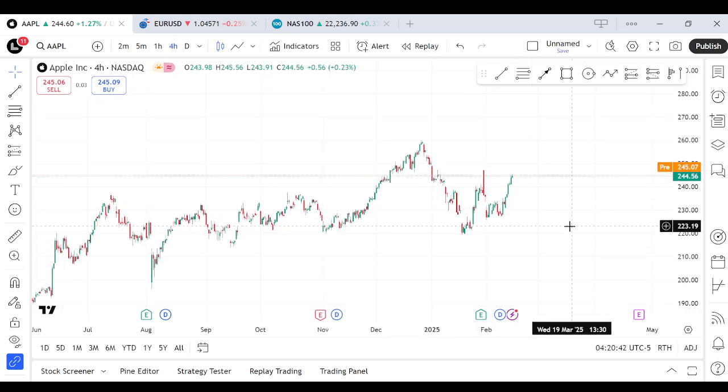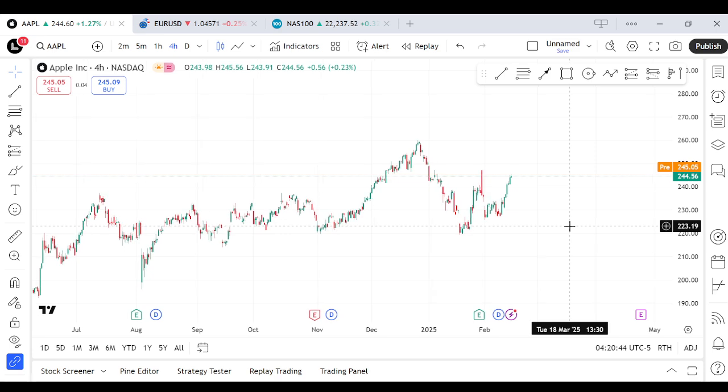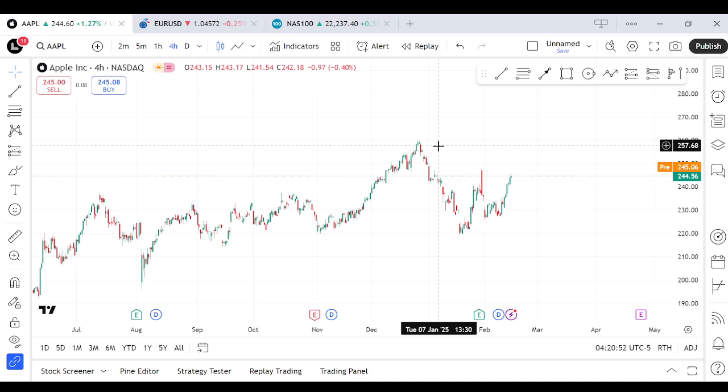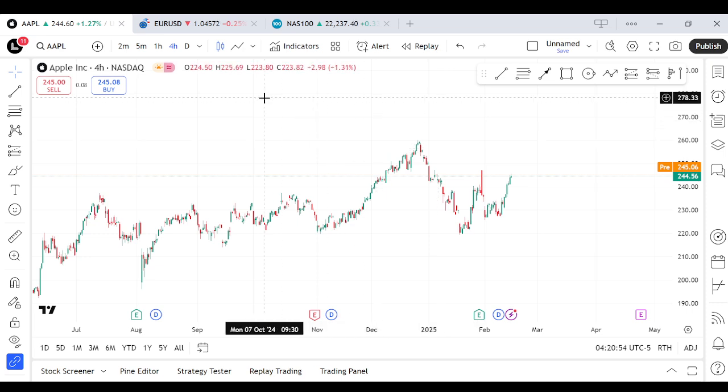So let's start with the strategy overview. The moving average and RSI strategy combines two essential technical indicators to identify high probability trade setups in the market. The foundation rests on the relationship between the 10 period and 20 period exponential moving averages, supported by the relative strength index set at 21 periods.